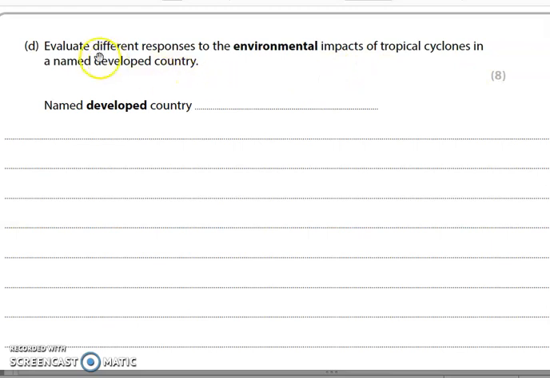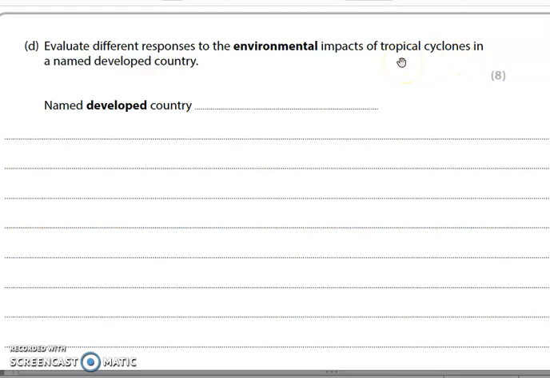So what have we got? Well, the command word is evaluate. Now this basically means you've got to say how successful or how valuable are different actions or responses. A response is an action, something that has been done, and it's looking at saying how successful the different actions have been to the impacts of tropical cyclones.